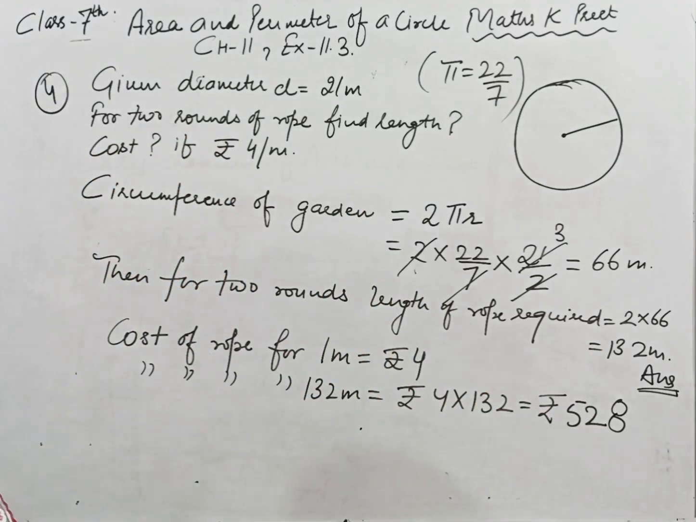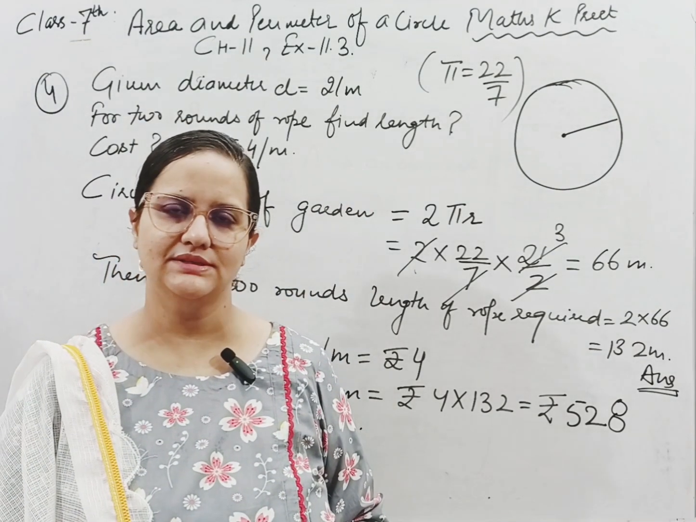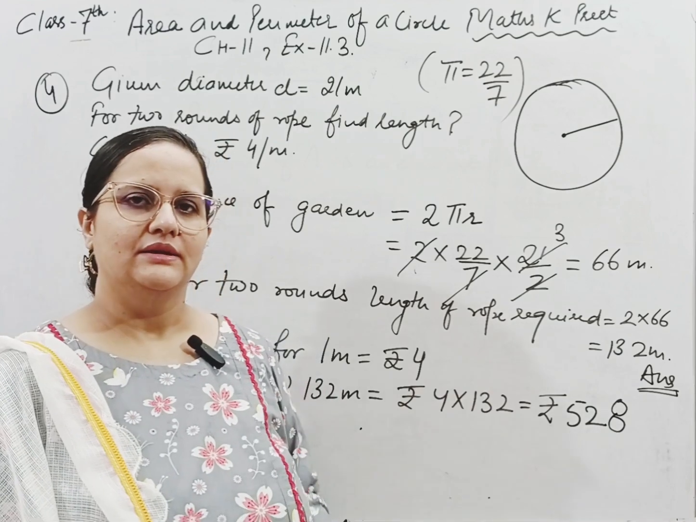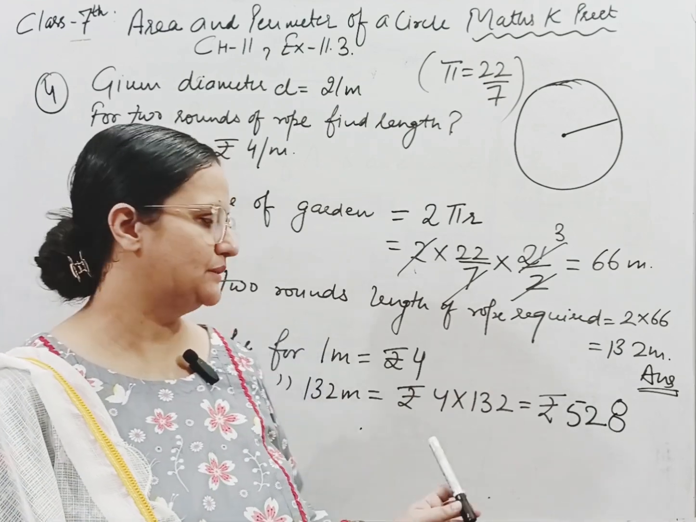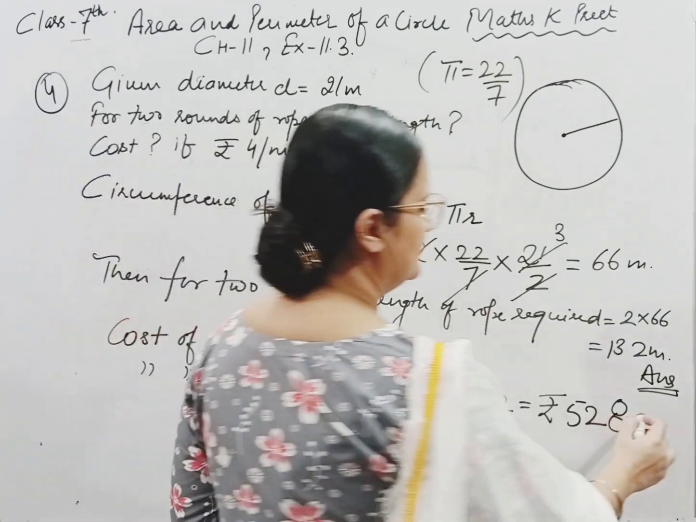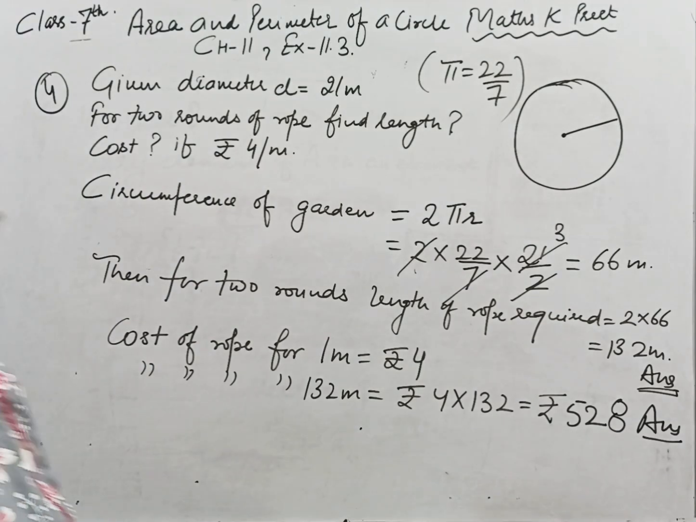So this is the solution for the question number 4. Very simple, very easy. Just for the fencing we will calculate the circumference and double the circumference for the 2 rounds of the rope, then calculate total length of the rope and multiply these 2 figures. So this is the answer. This is the second answer. Let's see question number 5.